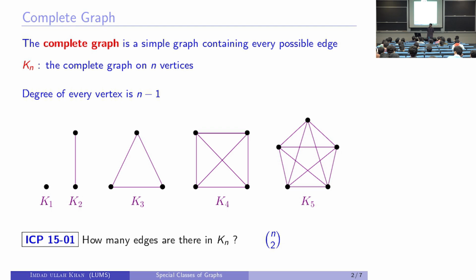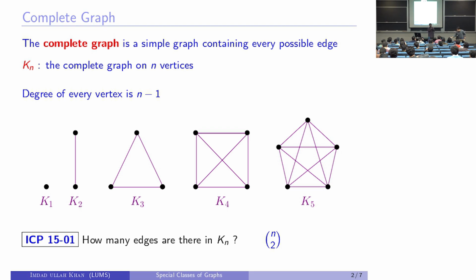N squared. Yes, so you look at every row has n minus 1 ones, right? Diagonal is 0, the rest are ones. So every row has exactly n minus 1 ones. So that is n into n minus 1. But every edge is counted twice, right? Once in the upper triangular matrix and once in the lower triangular matrix.